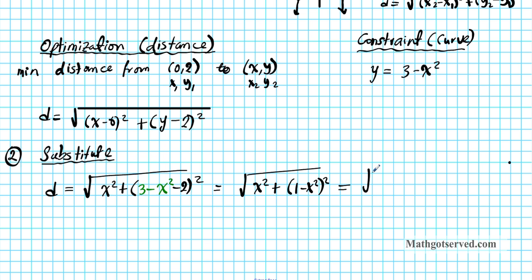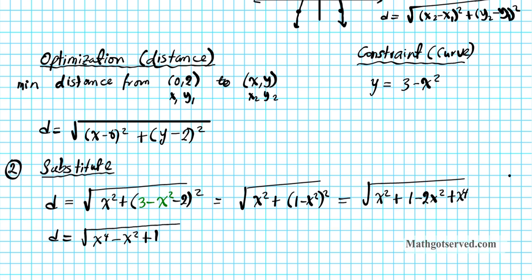And then when you expand that, you're going to have x squared plus 1 minus 2x squared plus x to the 4th. Okay, so the distance function that we're going to be working with, once we simplify everything, is x to the 4th minus x squared plus 1. So what are the constraints on our domain?